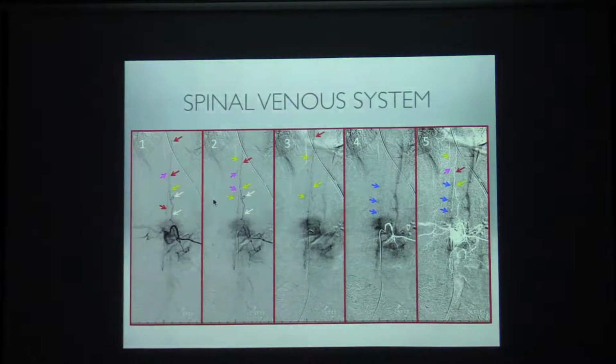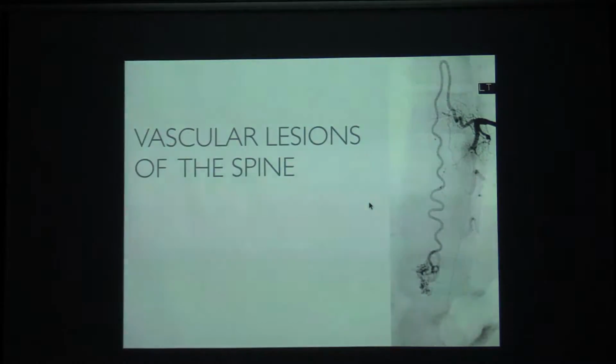And this is just to show you another example of the anterior spinal artery. You can see here a little bit of posterior spinal arteries, and then if you wait, you get a little bit of enhancement of the venous system.